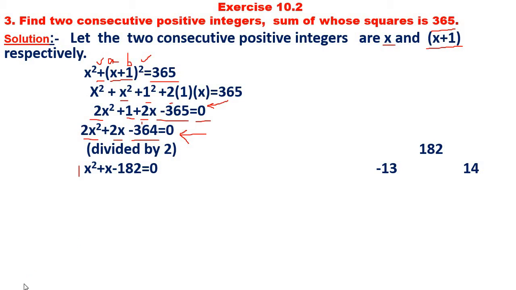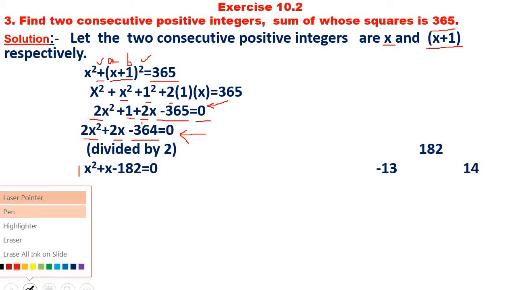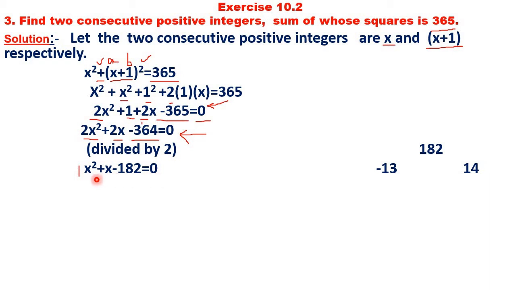Now we have to solve this quadratic equation. We can use the factorization method. Now let us find the factors of 182. The factors of 182 are 13 and 14 respectively. If you group the factors so that you get plus 1 as the middle term, and while multiplying you get minus 182, we can write x square plus 14x minus 13x minus 182 is equal to 0.